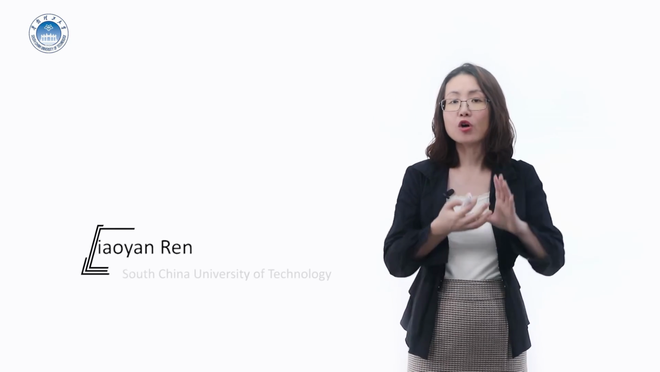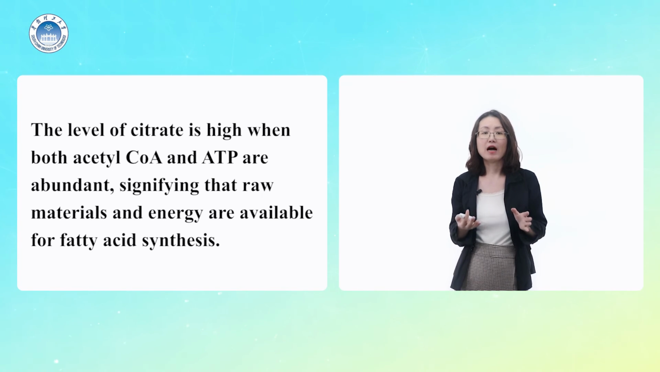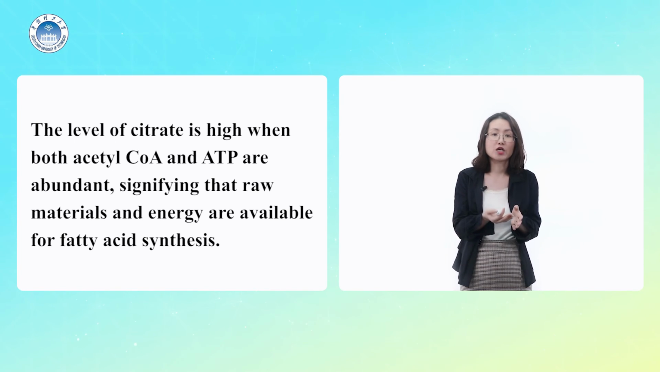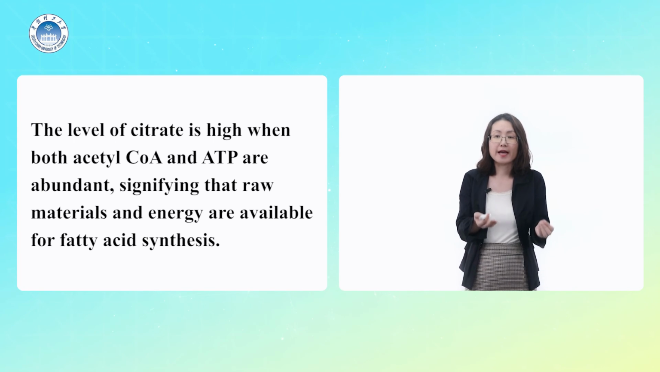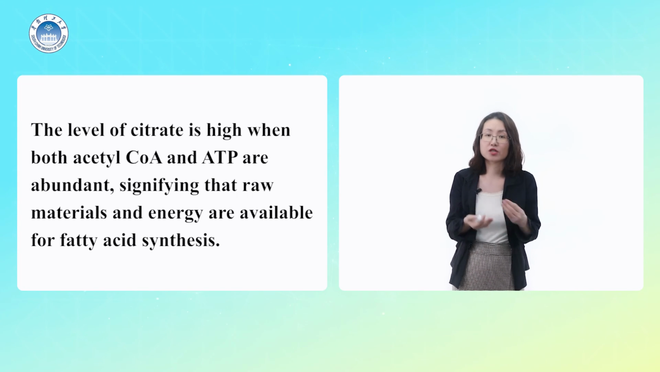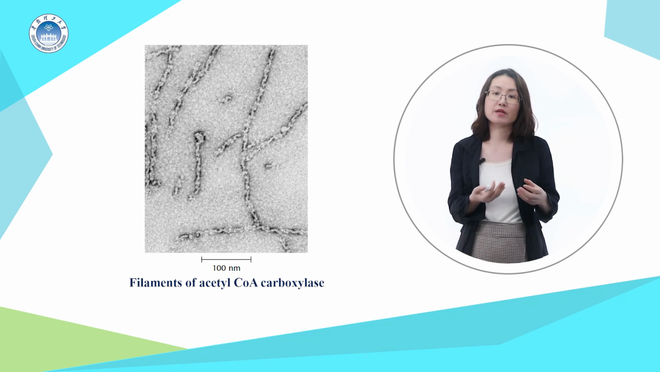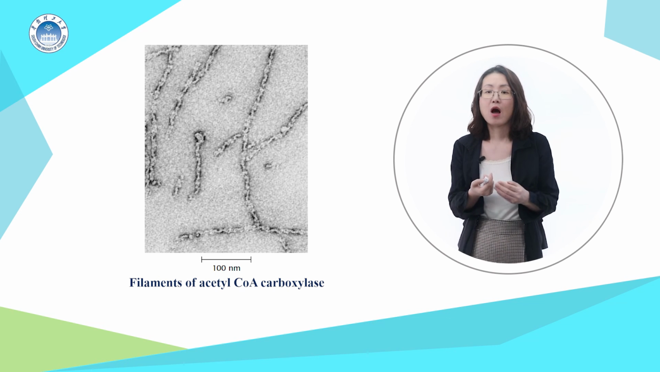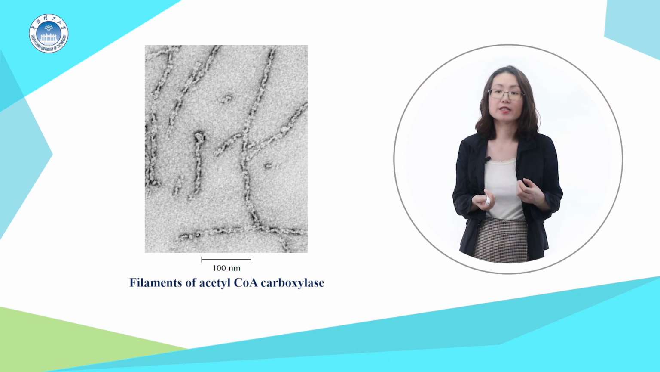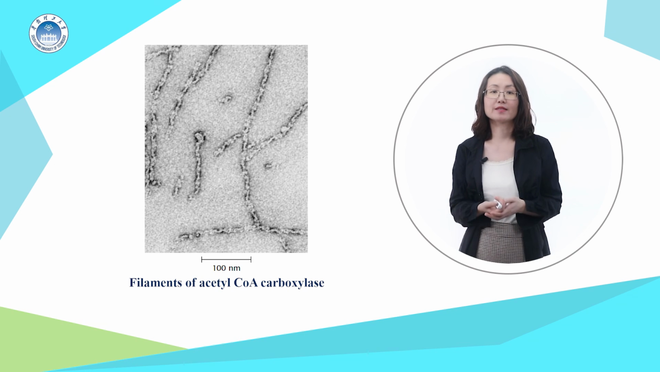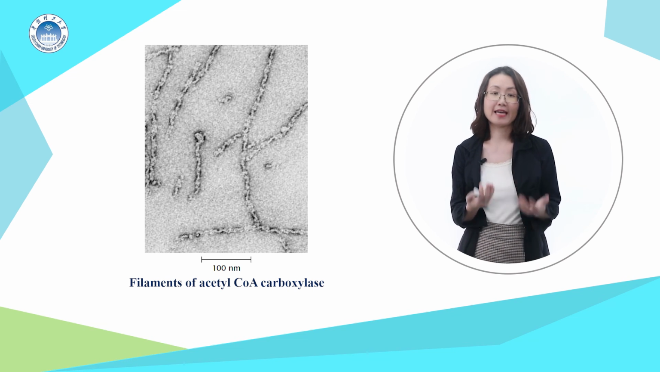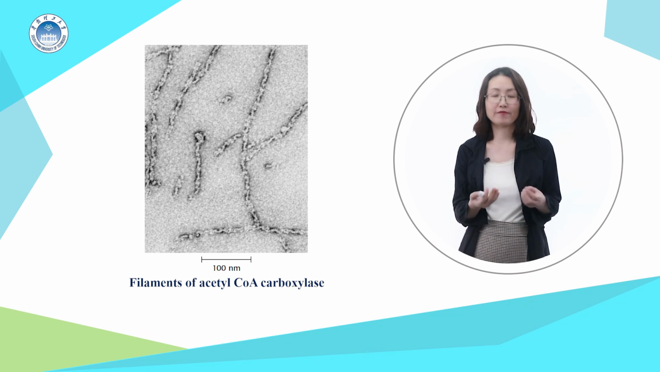The carboxylase is also allosterically stimulated by citrate. The level of citrate is high when both acetyl-CoA and ATP are abundant, signifying that raw materials and energy are available for fatty acid synthesis. So citrate acts in an unusual manner on inactive acetyl-CoA carboxylase, which exists as isolated inactive dimers. The citrate facilitates the polymerization of the inactive dimers into active filaments.